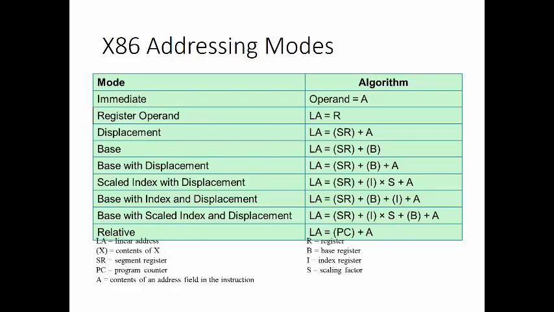The remaining addressing modes are indirect. So basically everything after displacement, base with displacement, those are all indirect. Base mode specifies that one of the registers contains the effective address. This is equivalent to what we called register indirect addressing. In base with displacement mode, the instruction includes a displacement to be used with a base register, which may be any of the general purpose registers.